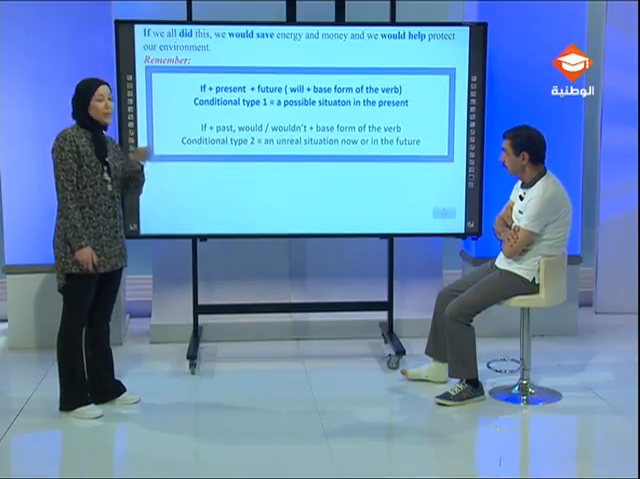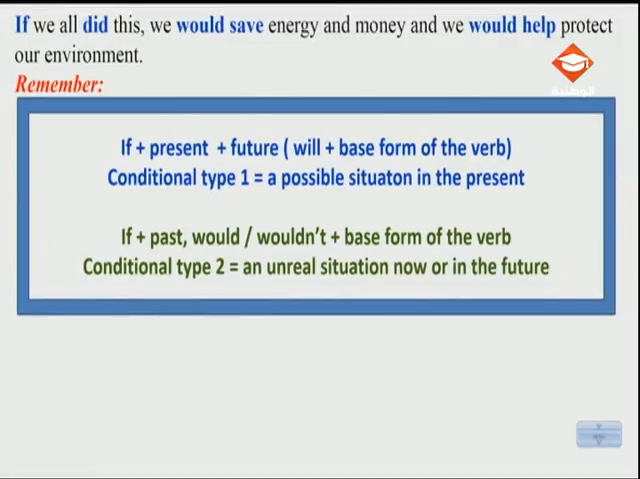Okay. So remember the rule, we have these two types of conditional, conditional type 1 and conditional type 2. Could you please introduce it to our pupils? Yes. The two conditional types that you can see on the screen are the following. First, there's if plus present, and it gives a future, that is will plus base form of the verb. And this is conditional type 1. It refers to a possible situation or action in the present or in the future.